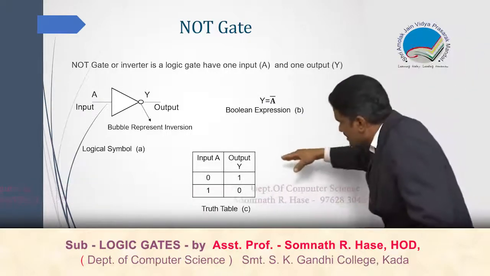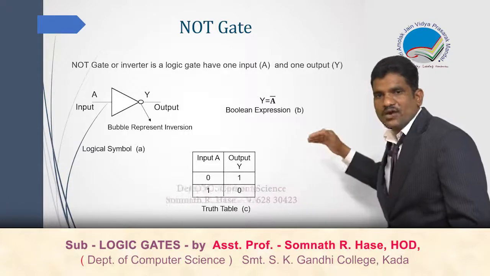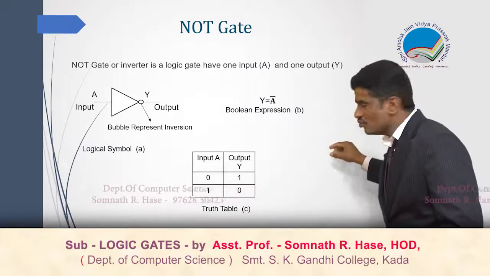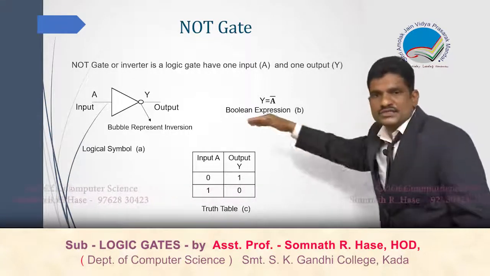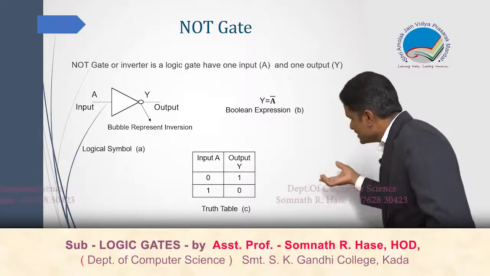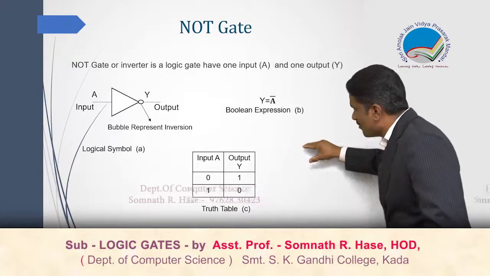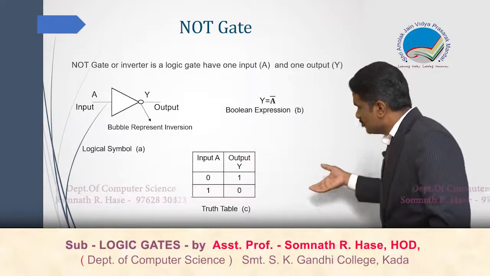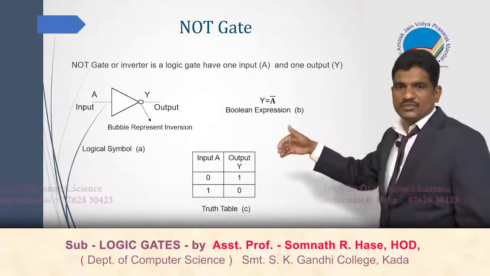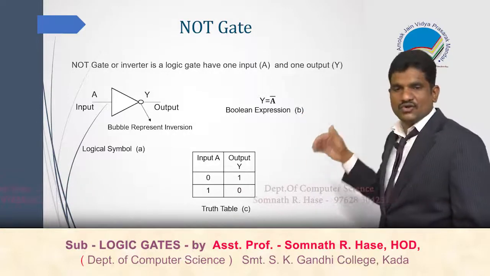Lastly, at the bottom of this slide, we can see the truth table of the NOT gate. When input is 0, the output is 1. When input is 1, the output is 0. That is, when input is off, output is on. When input is on, output is off. So this is the truth table of the NOT gate.